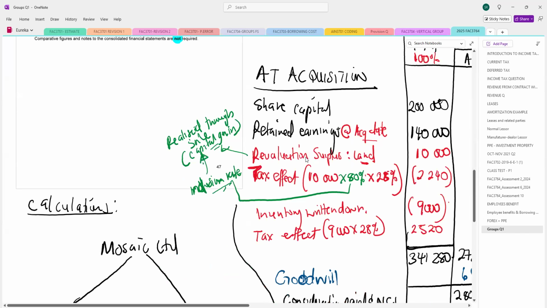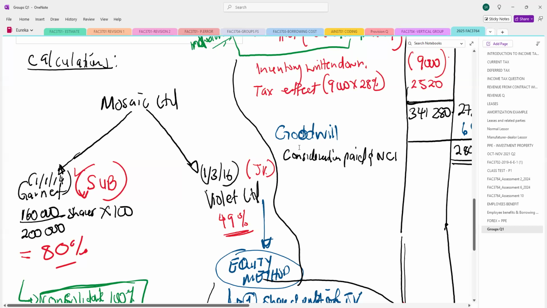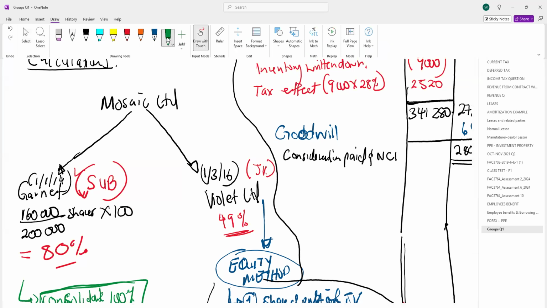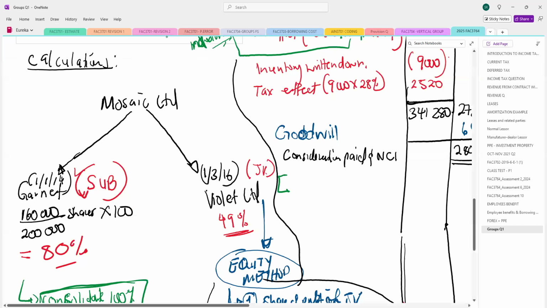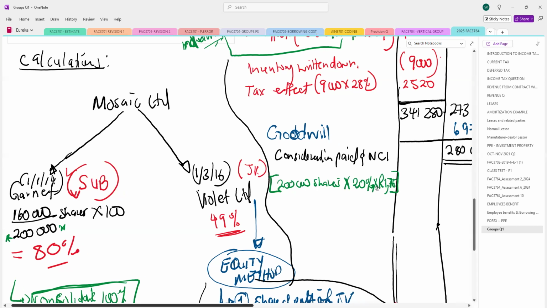Some questions may give you the fair value. In this one, we are calculating the fair value of the NCI. All right, so I'm going to calculate the NCI fair value. First of all, Garnet Limited has 200,000 shares in issue in total, multiplied by the NCI percentage, which is only 20% out of that 200,000, and the price per share was R1.75. So from there, I'm able to calculate what the fair value was at acquisition date. Let's calculate, guys.